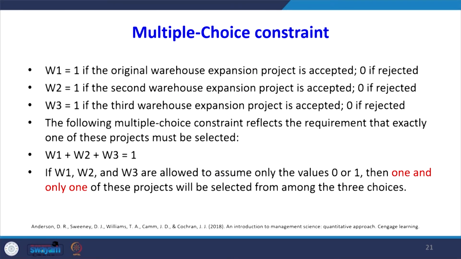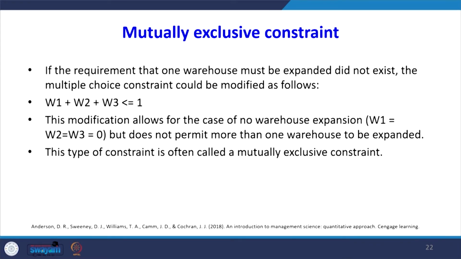The first one we are going to consider is the multiple choice constraint. What is the meaning of multiple choice? Any one warehouse should be opened. For that purpose, we have to introduce W1 plus W2 plus W3 equal to 1. In this situation, if W1, W2 and W3 are allowed to assume only the values 0 or 1, then one and only one of these projects will be selected from among these 3 choices whenever you write the equal sign. This is an example of a multiple choice constraint. Now there may be a situation, a mutually exclusive constraint.